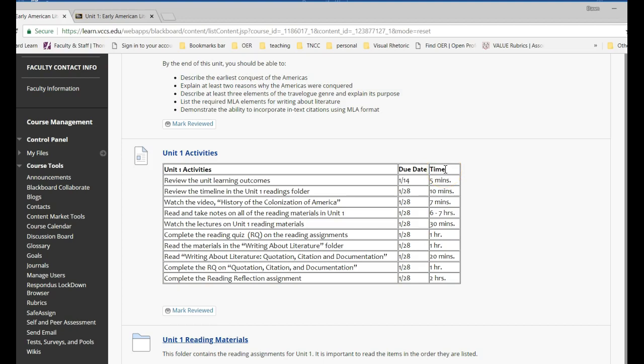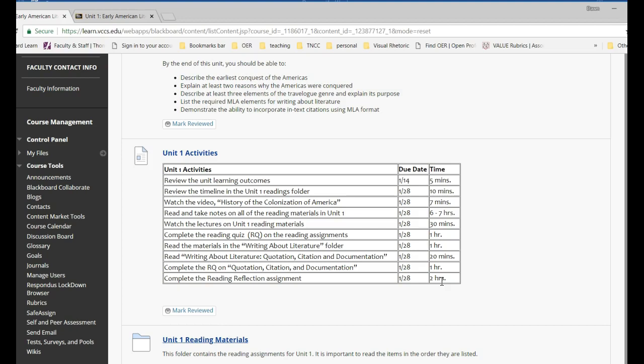I put in this chart or table rather the amount of time that I think it should take you to complete the assignment. So I've got like 5 minutes to go over the learning outcomes, 10 minutes to look at the timeline, 7 minutes to look at that video, 6 to 7 hours to complete all of the reading assignments, 30 minutes to watch my lectures on those, an hour to complete the reading quiz, an hour to read the materials in the Writing About Literature folder, then 20 minutes to review the Writing About Literature quotation, citation, and documentation document, then about an hour to complete the reading quiz on quotation, citation, and documentation, and then 2 hours to complete the reading reflection assignment.